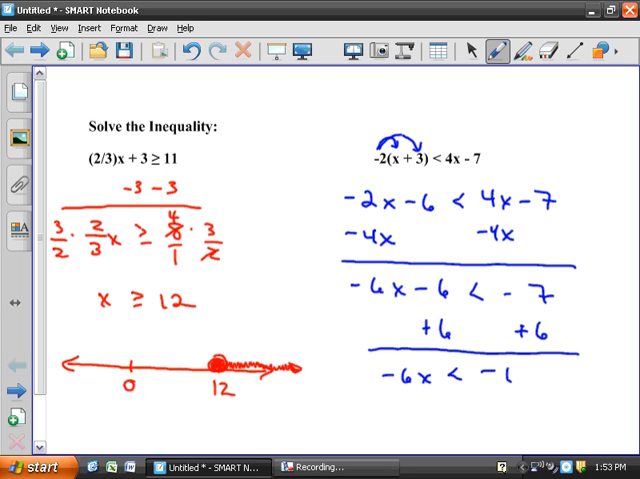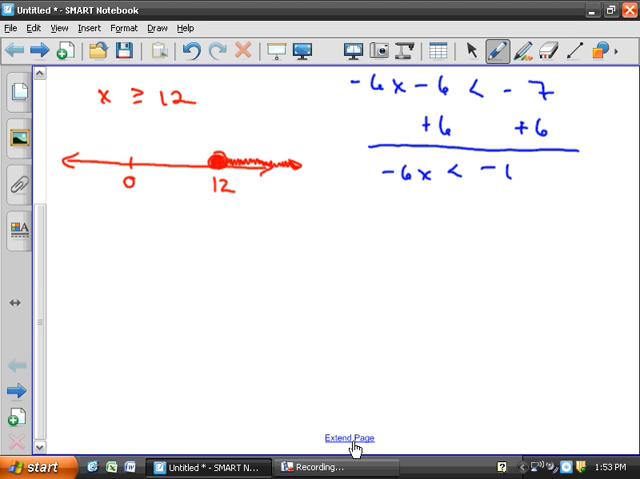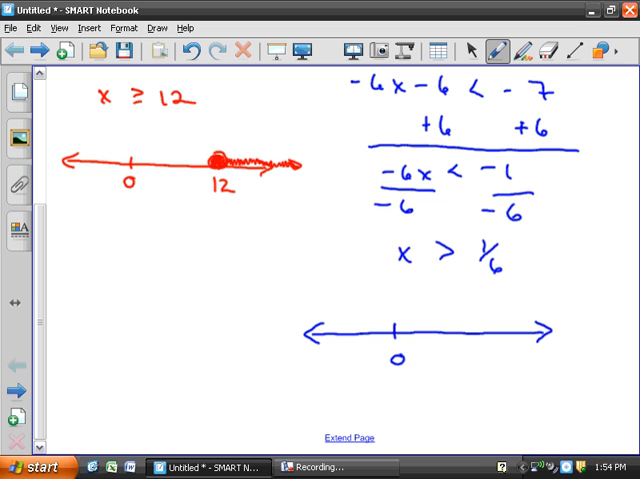I need to move my paper down a bit. Extend the page. And now I'm going to divide by negative 6. As soon as I do, I have to flip that inequality because I've just divided by a negative number. So x now is greater than positive 1/6. I create a number line indicating the x-axis. I do want to know where 0 is. 1/6 would be to the right of 0.